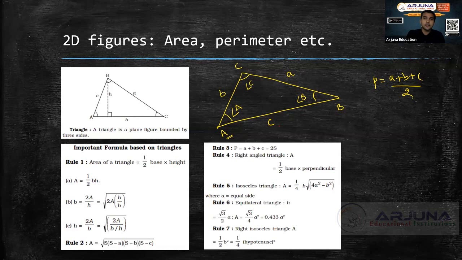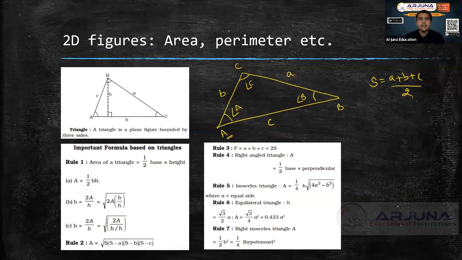Sometimes I also write it as p. I think they will not write p, they will write s only. P is perimeter, S is semi-perimeter. So here they have written P, right? P is perimeter. And what is perimeter equal to? Perimeter is a plus b plus c, and that is 2 times S.